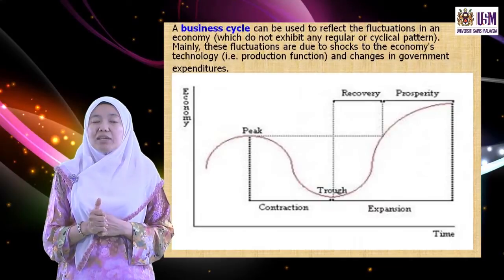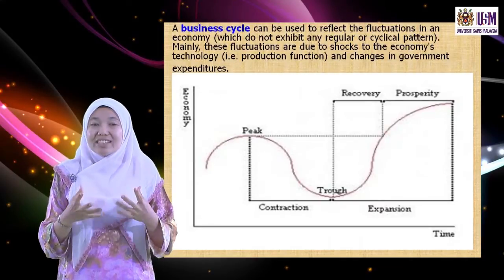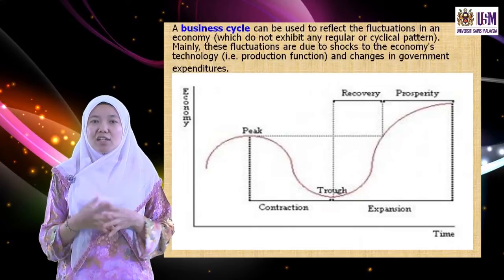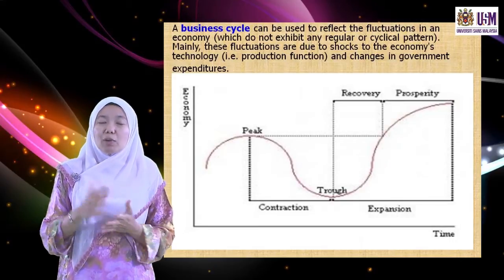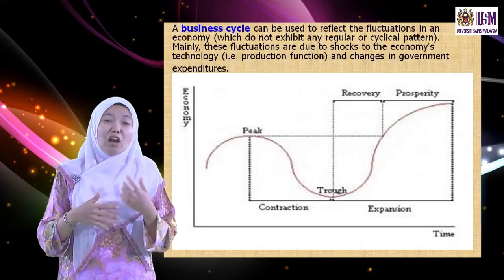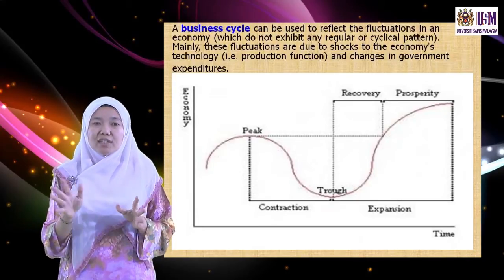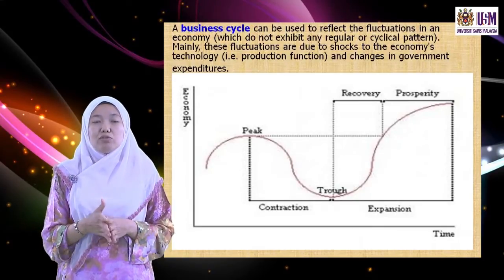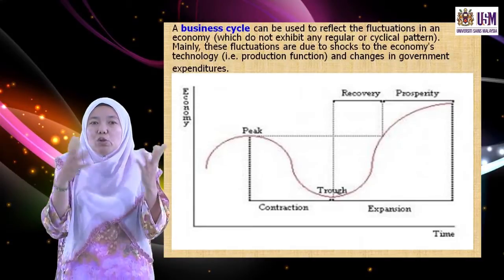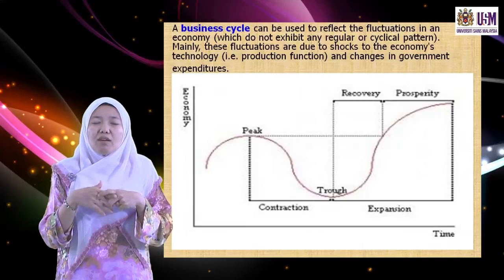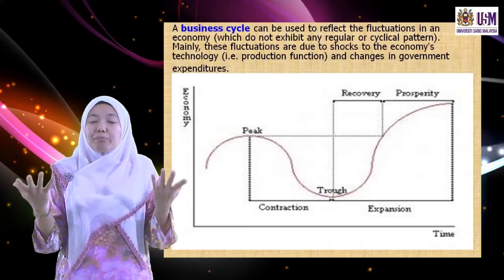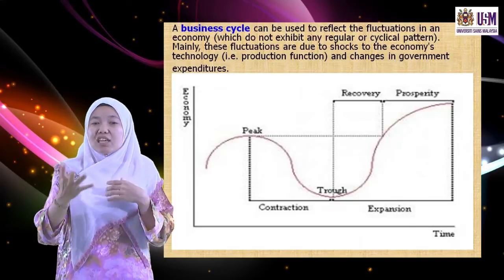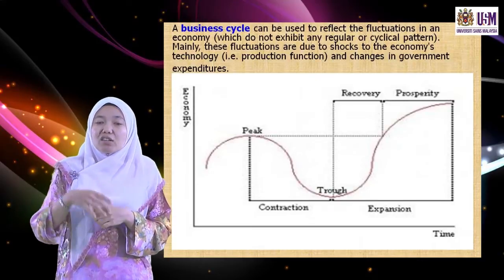If we look at the business cycle, this is one concept in macroeconomics to explain that there are fluctuations in the economy, especially when we discuss monetary policy and fiscal policy with regards to government's intervention. Over time, the economy will go through these 4 different phases. The economy will be at the peak, which means this is the boom period. The economy is booming, output produced is very high, everyone is employed, but at the same time, prices are also increasing.